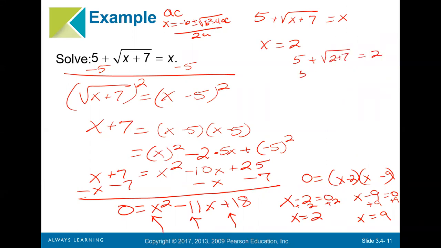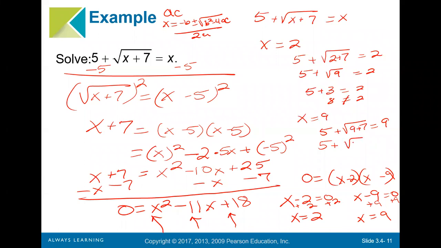Is that equal to 2? 2 plus 7 is 9. And then the square root of 9 is 3. 5 plus 3 is 8. 8 equals 2? No, not true. So let's try 9. 5 plus the square root of 9 plus 7. Is that equal to 9? All right, so 9 plus 7 is going to be 16. Square root of 16 is 4. 5 plus 4 is 9. So yes, this one is true. So this will be my true solution.